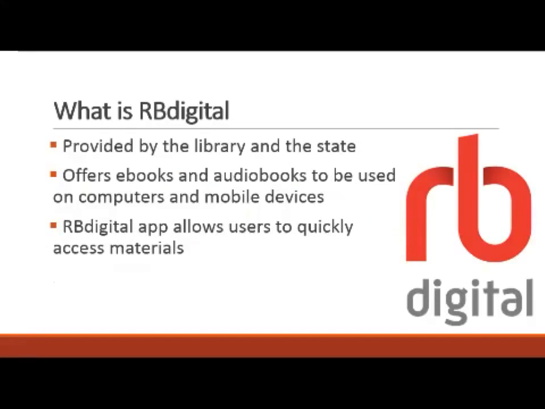What is RBdigital? RBdigital is a downloadable service offered by the Newington Library in the state of Connecticut. The RBdigital collection offers hundreds of ebooks and thousands of audiobooks for your enjoyment that may be downloaded to a variety of computers and devices. A valid Connecticut Public Library card number is required. The RBdigital app allows users to quickly access materials right then and there.